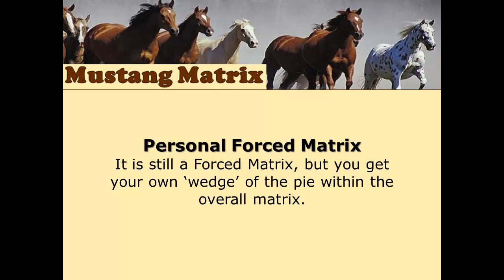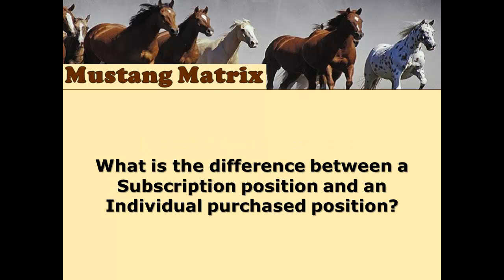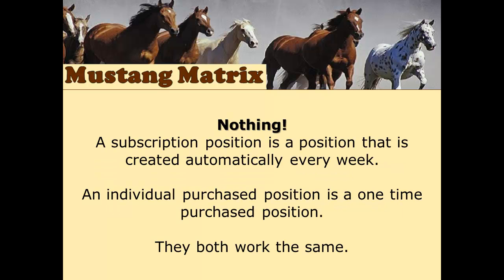What's the difference between a subscription position and an individual purchased position? That's a very good question. The answer is nothing. A subscription position is a position that is created automatically every week. That makes it so that there's constant movement. There's no stagnation. An individual purchased position is a one-time purchase position.